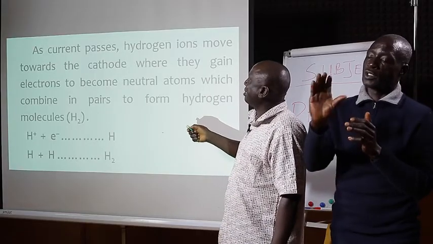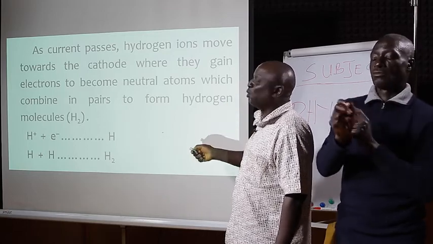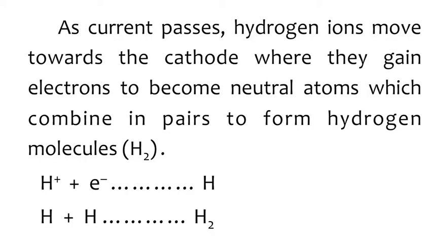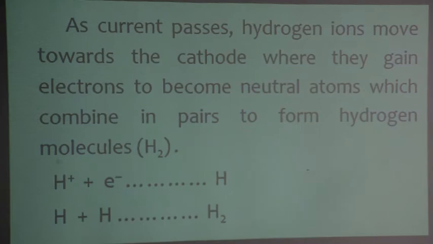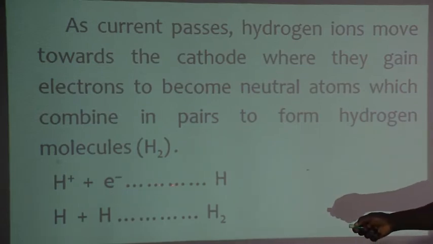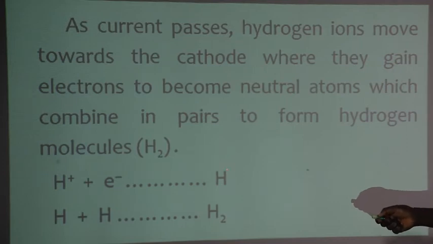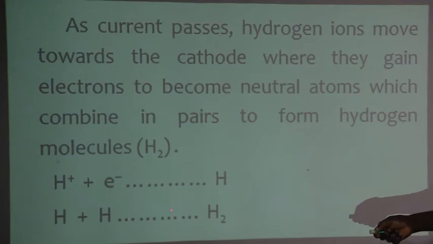As current passes, hydrogen ions move towards the cathode, where they gain electrons to become neutral atoms, which then combine in pairs to form hydrogen molecules. So here we have the hydrogen ion. As it moves to the cathode, it gains an electron and forms a neutral atom, which now combines with another neutral atom that has been formed to form hydrogen molecules, H2.